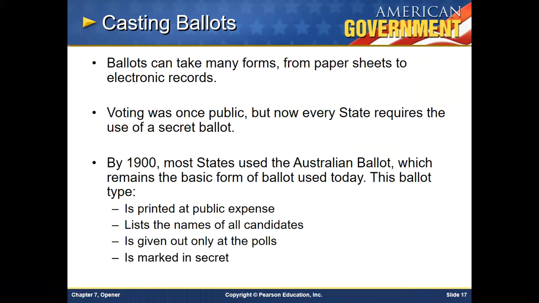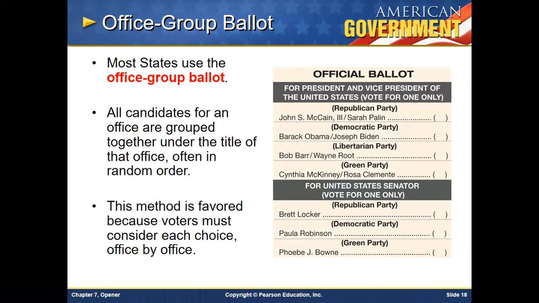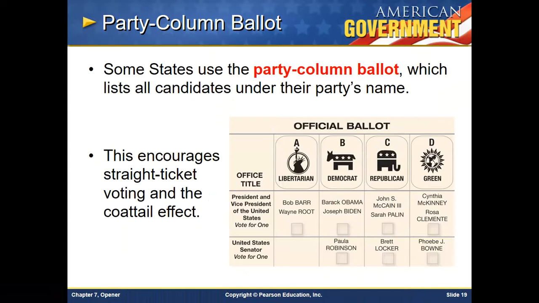There are 2 types of Australian ballots. Most states use what's called the office group ballot. Basically, it will say for president and vice president, and list all the candidates by party, and then do the senator and so on by party. Some states use the party column ballot, where you can see all the major parties across the top and then the offices down the side. A lot of states do not use this because it encourages straight ticket voting, or the coattail effect, where everybody will just vote for somebody of the same party.